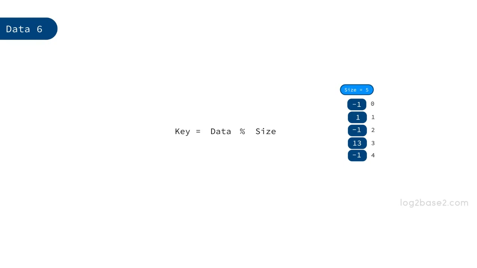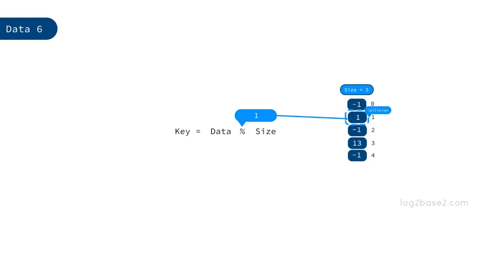Now let us insert another data, 6. Applying it in this equation, we get 6 mod 5 equal to 1. We have to insert 6 at index 1, but index 1 is holding the value 1 and not -1, which means it is already occupied.